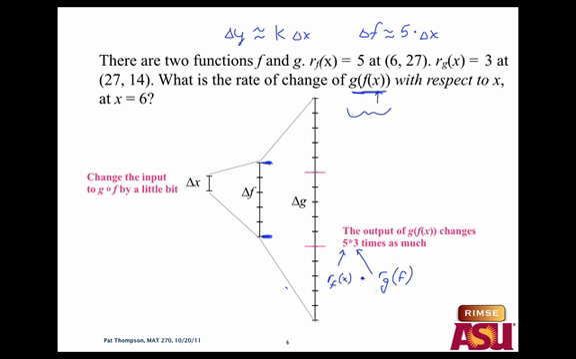So that product, 5 times 3, is the rate of change of the whole function. Given a little change in x, that whole function g of f of x will change 15 times as much as our little change in x. So this is basically the foundation of the chain rule. We're chaining these changes together.